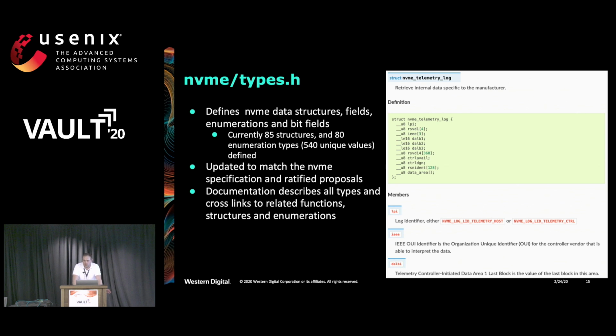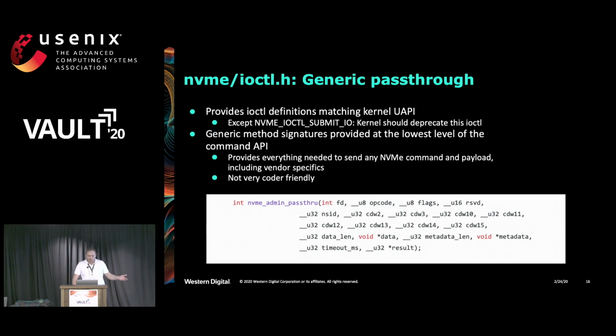So now we have all these structures. We kind of need a nice, convenient way to access them. So we go to the next layer. This is where we're going to define commands. Our ioctl layer, at the very lowest level, provides matching APIs that correspond to the kernel's UAPI. I specifically did not do the submit IO ioctl because we want to deprecate that. Everything is moved over to the IO command ioctls. This provides basically everything you would need if you wanted to send an NVMe command. You can send any arbitrary opcodes with arbitrary payloads.